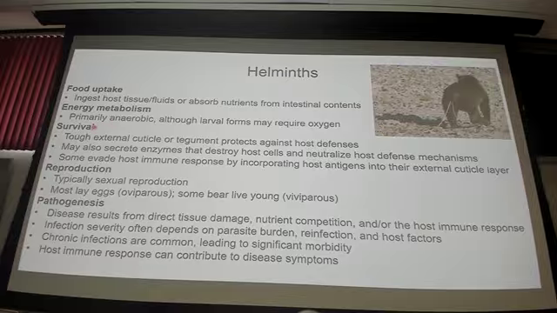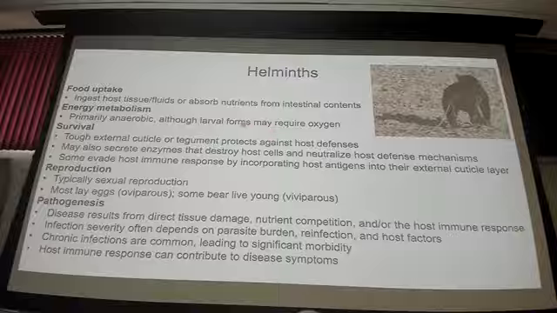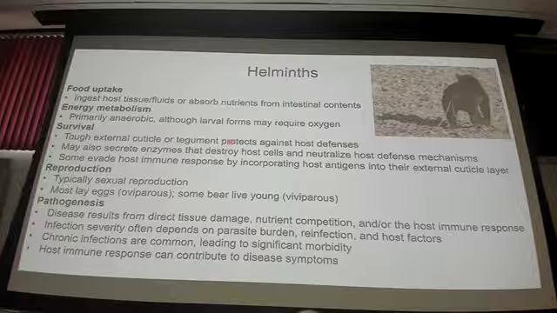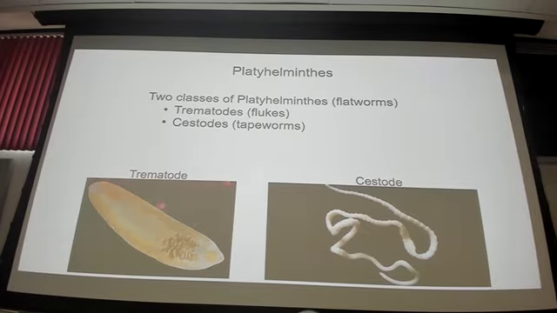Most of them can survive better in anaerobic environments. And depending on the life cycle, some of those larval forms might require oxygen. I should have shown a close-up picture of a worm, but on this slide, in terms of the survival of the cuticle on the outside, if you just look at the trematode and the cestode here, this is the tegument. It's the covering over the body that provides some protection for that parasite.